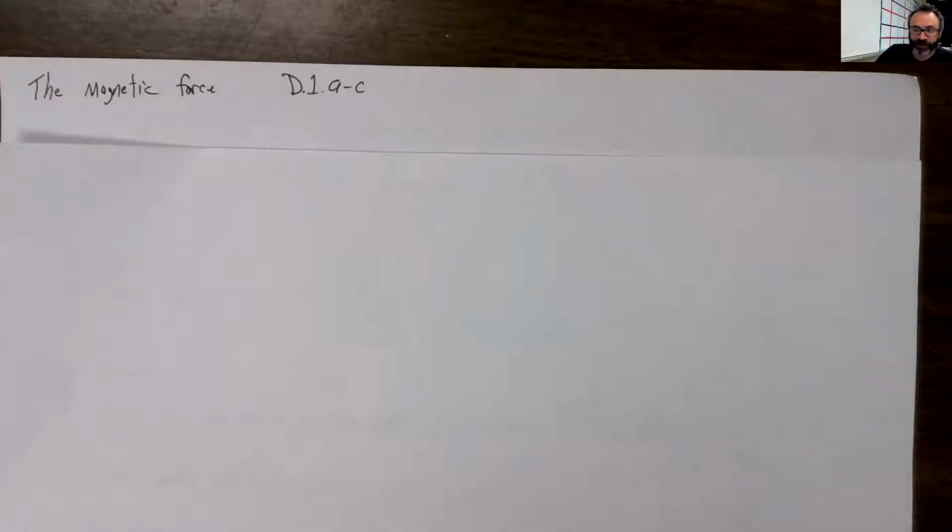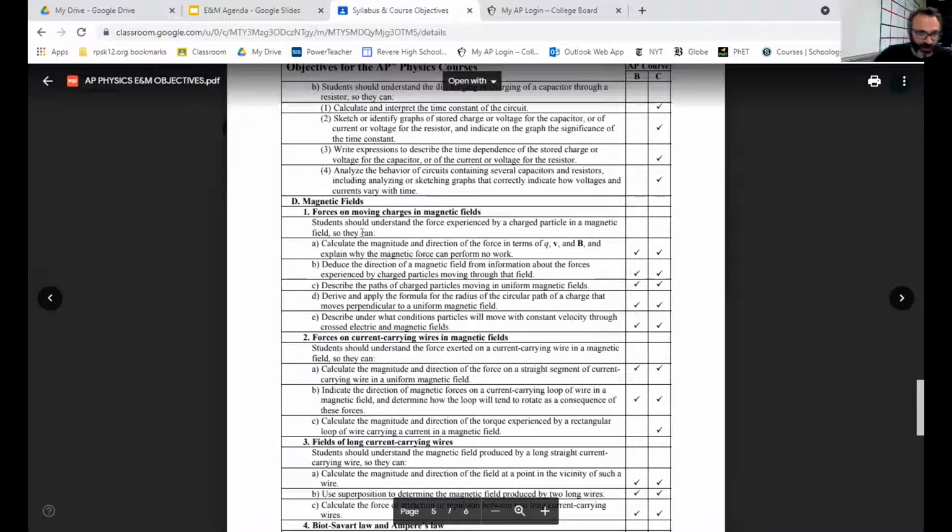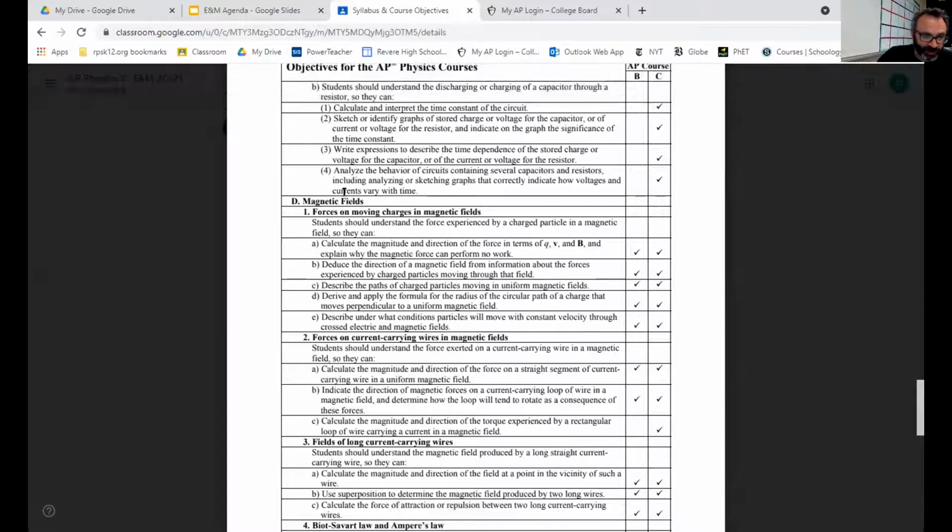Yep. So the first objectives in the magnetism unit. That's what we're looking at here. Let me pull up the objectives real quick before we move on. And that would be these first ones here. So magnetic fields. First, we're looking at the force on a moving charge in magnetic fields, and then afterwards we'll see how moving charges produce magnetic fields. Kind of like we did with electricity, right?